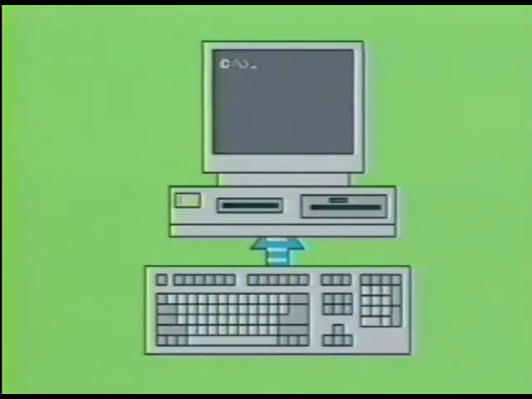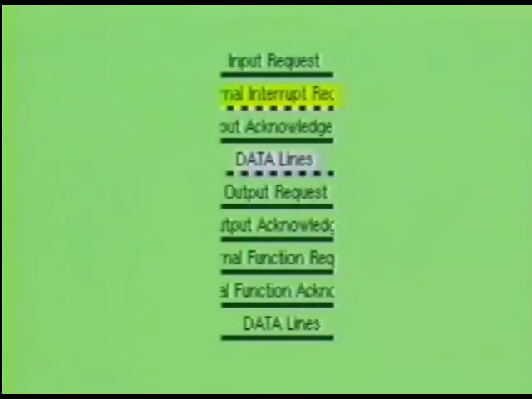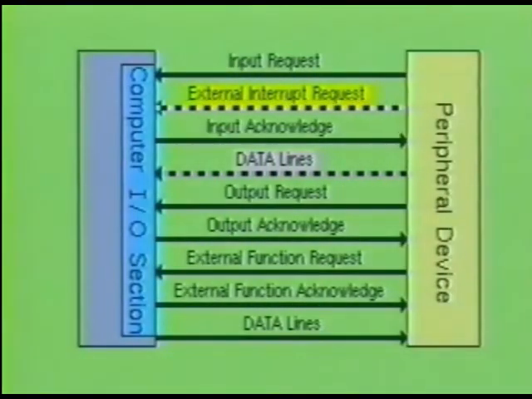Now, let's consider the operation of how a peripheral device and the computer communicate. We will begin with the peripheral to computer communication first. When the peripheral device requests the computer to accept information, it will send a control signal through the external input request line to the computer. It also places an interrupt code on the data lines.